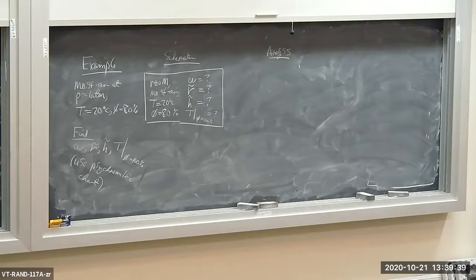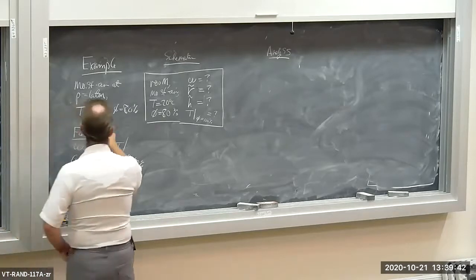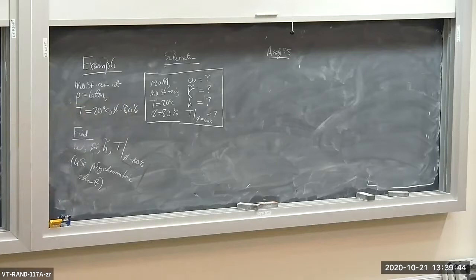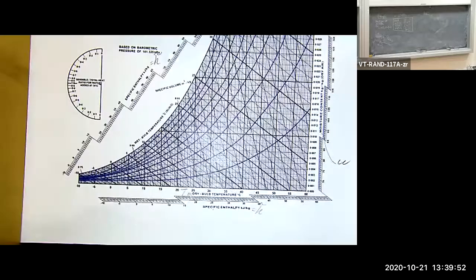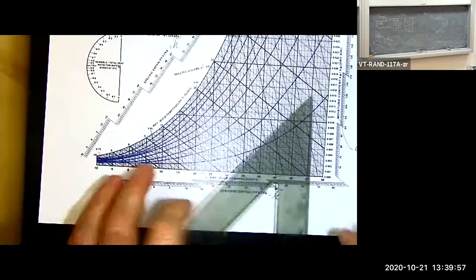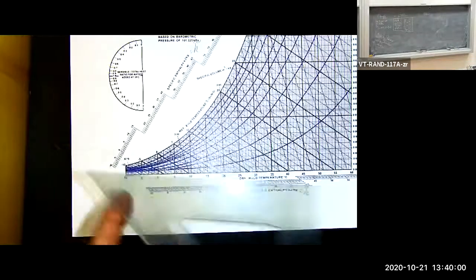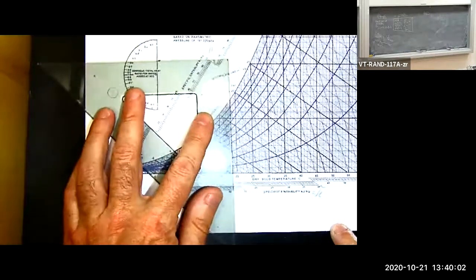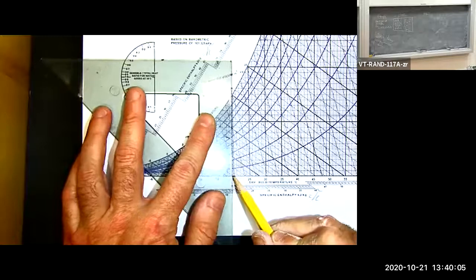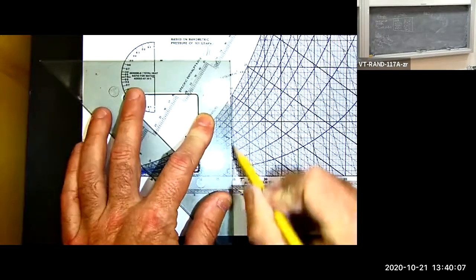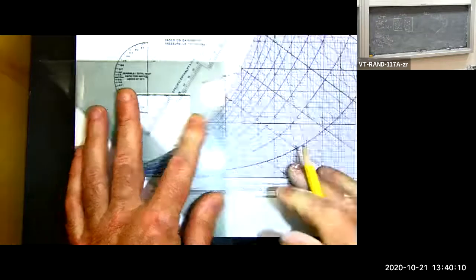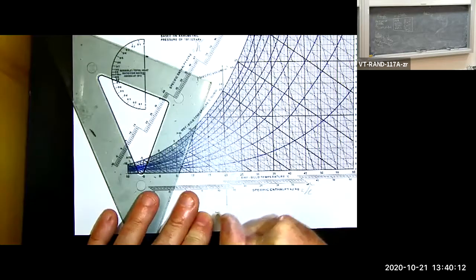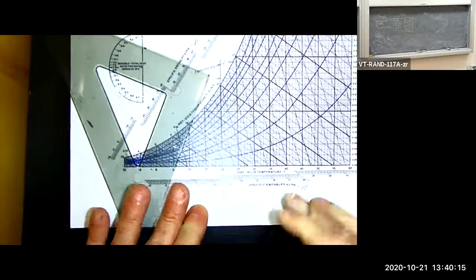Okay, let's get started here. So first of all, we're at 20 degrees C and 80% relative humidity. So let's go to our psychrometric chart. First of all, let's find 20 degrees C. So here's our 20 degrees C right here. Here's 20. So I'm going to draw a line here indicating T equals 20 degrees. Okay, so there's my 20.